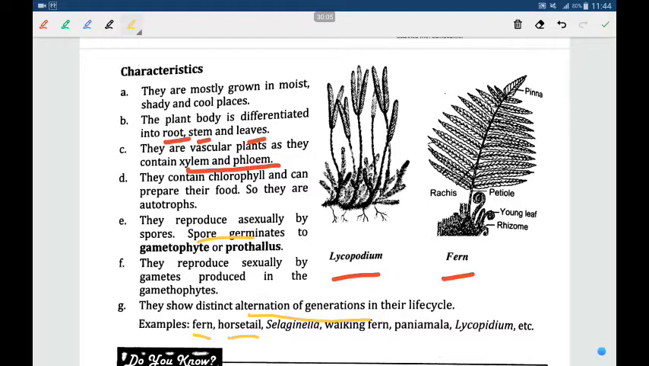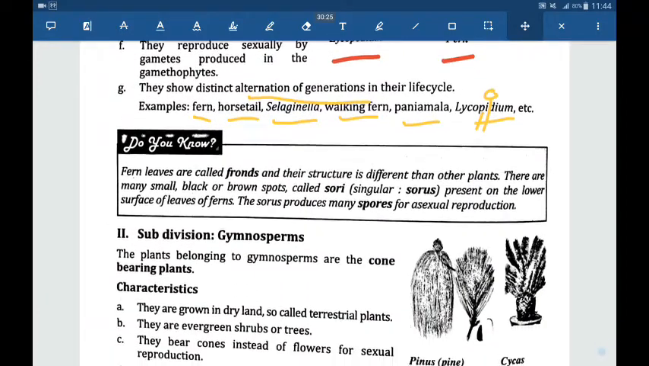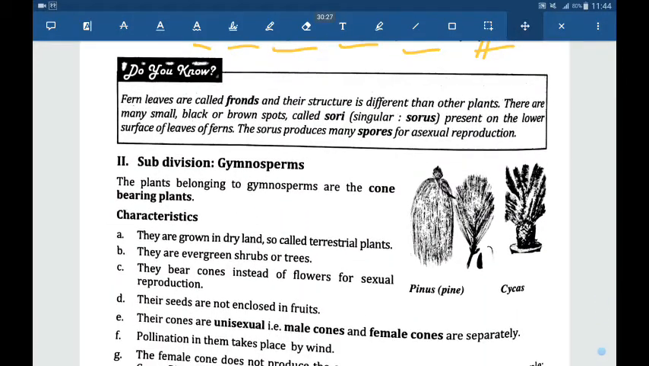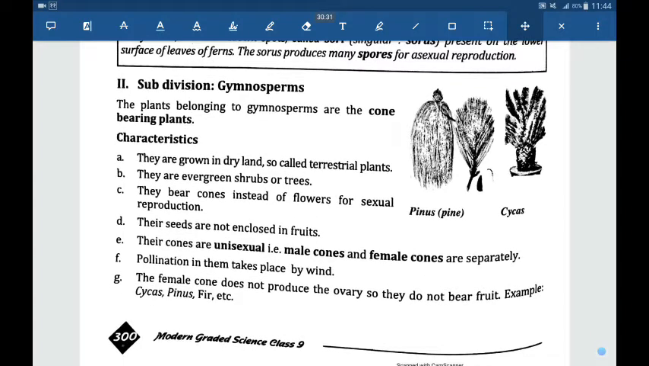Examples: horsetail, Selaginella, walking fern, Lycopodium. Just got it, okay? Let's discuss the next one. What is that? Subdivision Gymnosperms. Gymno means naked seeded plants. Gymnosperms are naked seeded plants.